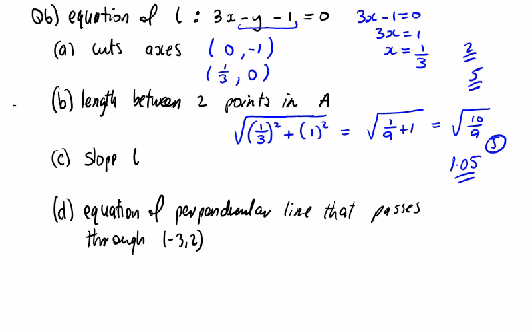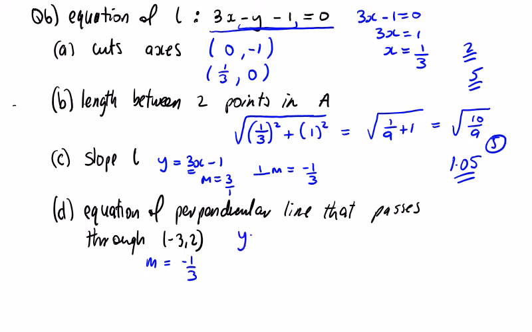Part C, the slope of L. When we have this line L, let's write it in the form y is equal to mx plus c. So just bring the y to the right, make it positive, and we have 3x minus 1 on the other side. So m here is equal to 3. So we need the perpendicular slope in the next line. The perpendicular m, turn this upside down and change the sign, is minus 1 over 3. So now I have my m is minus 1 over 3.